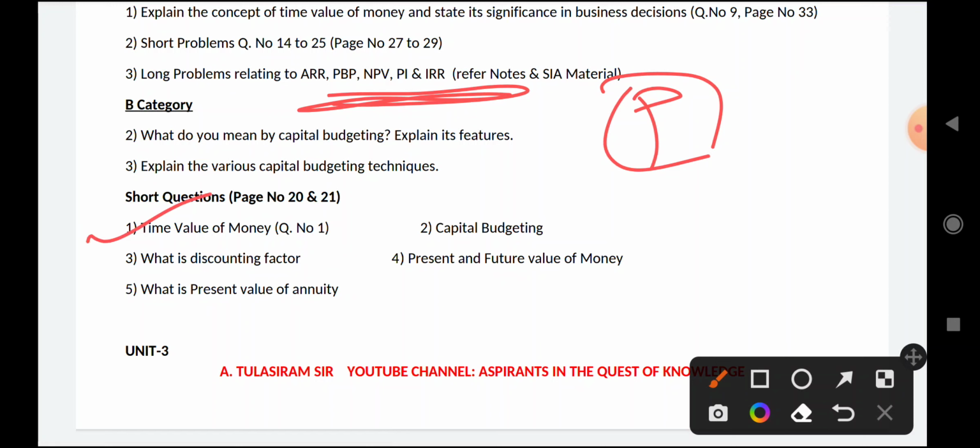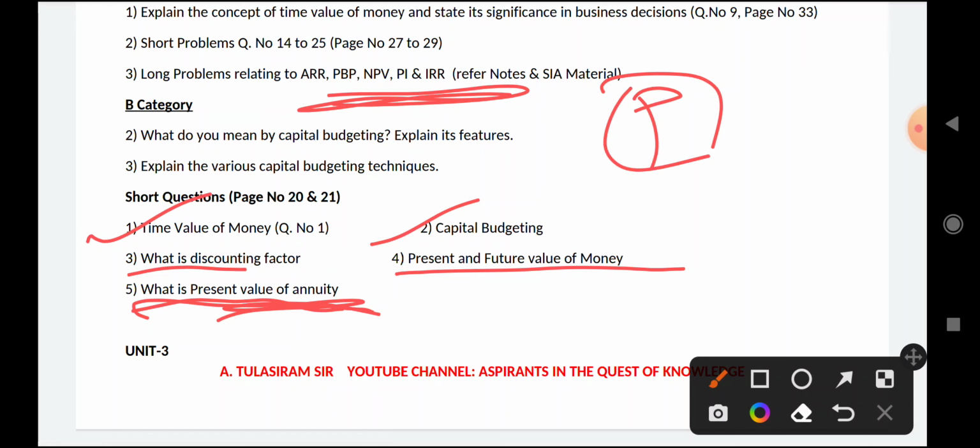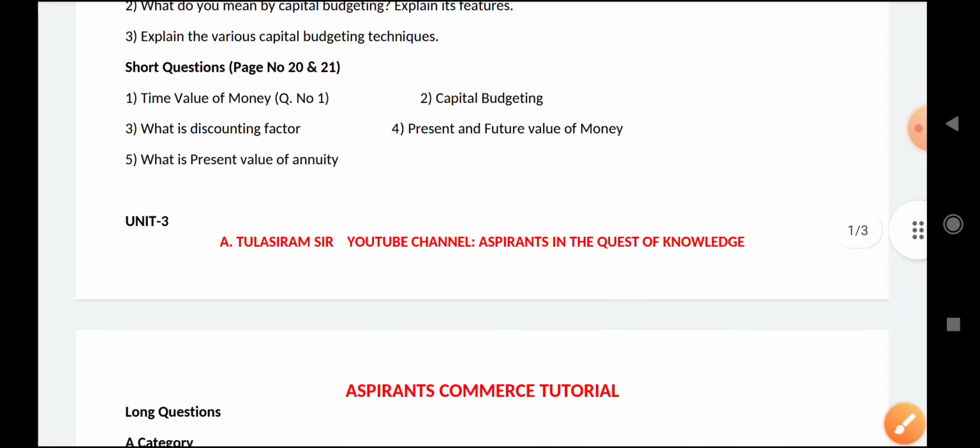What is time value of money? Capital budgeting means what? What is discounting factor, present value of money, and what are present value and future value of money? What is present value of annuity? You have to do these as theory part in short questions.